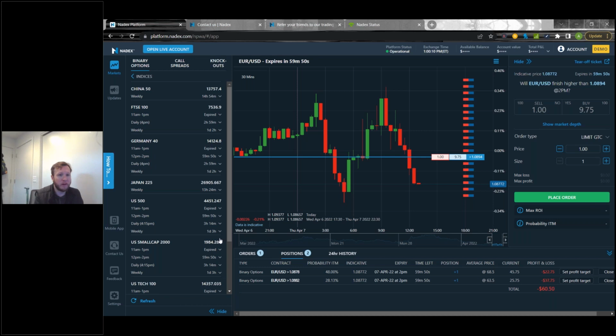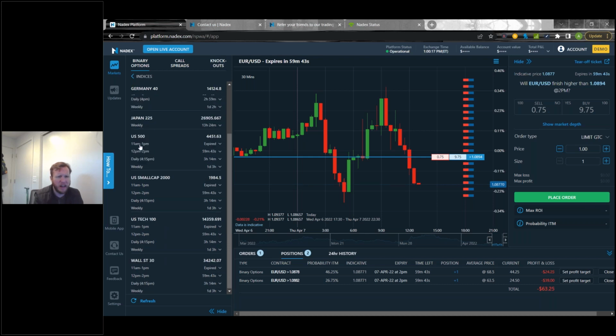We have this refresh button. You may have noticed we just got to 1 p.m. Eastern, so some of these contracts expired, right? So the 1 p.m. contract expired. If you hit this refresh button, there should be another 2 hours, so there should be a 1 p.m. to 3 p.m. contract up.